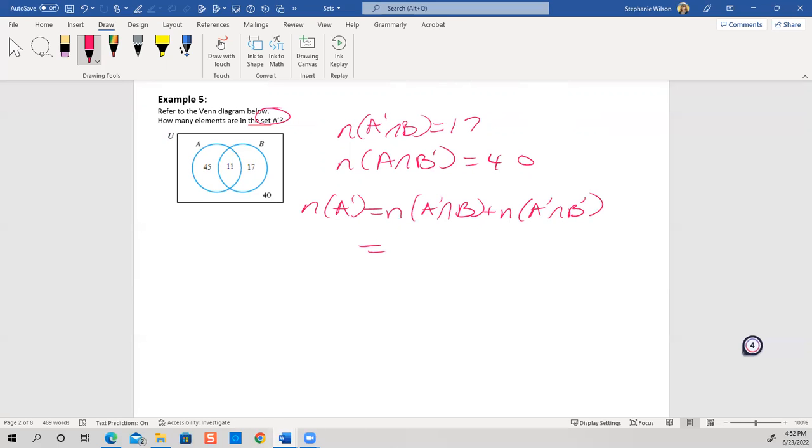So what do I have? I have 17 plus 40. That gives me 57. And if you notice, since we're looking for A prime, we were looking for all of them that did not have A involved.